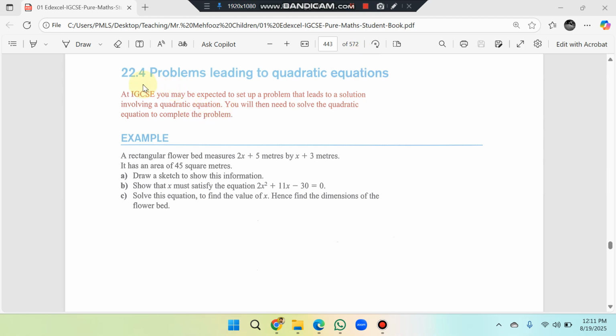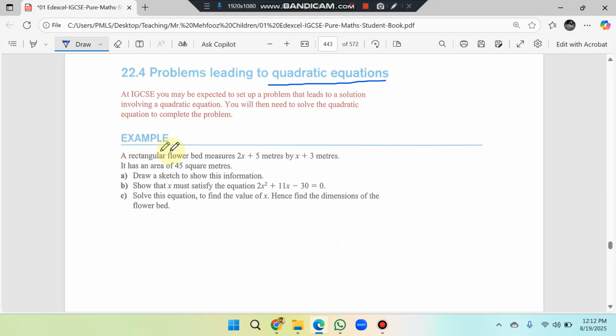Our topic name is 22.4, that is problems leading to quadratic equations. So we have to solve the problems leading to quadratic equations. At IGCSE, you may be expected to set up a problem that leads to a solution involving a quadratic equation. You will then need to solve the quadratic equations to complete the problem. So in this topic, we have to solve some problems in which we do not have the quadratic equations directly. First of all, we have to make the quadratic equations, then we can solve it.